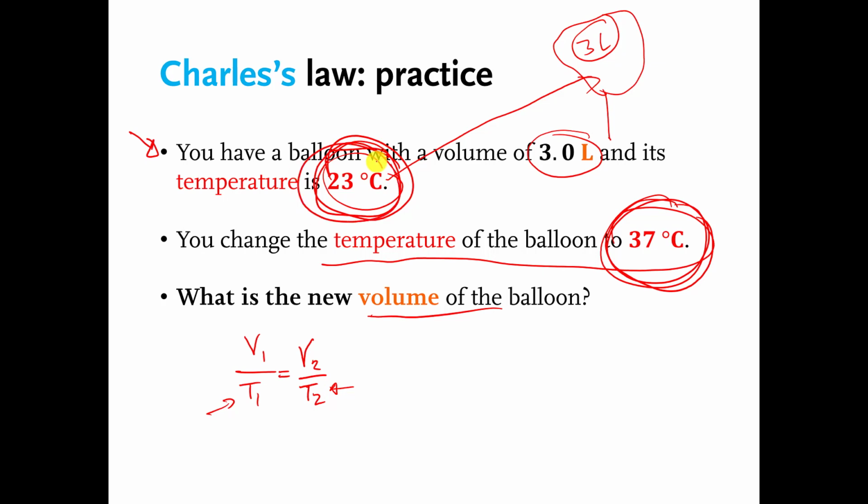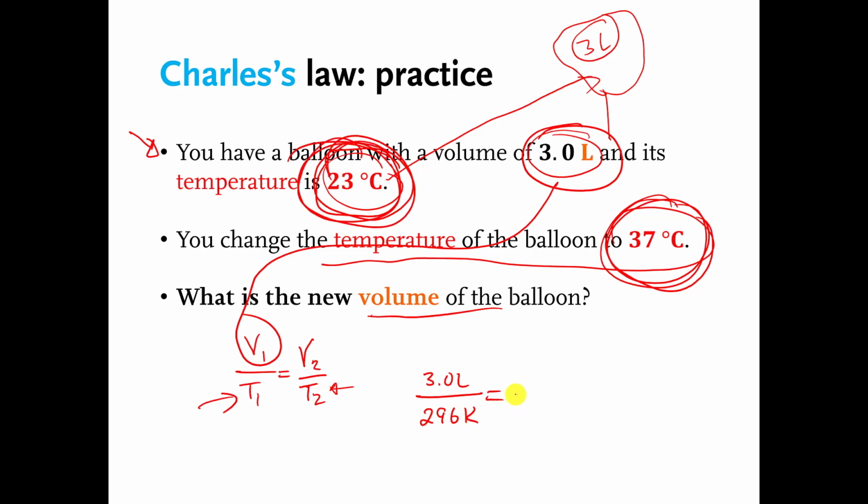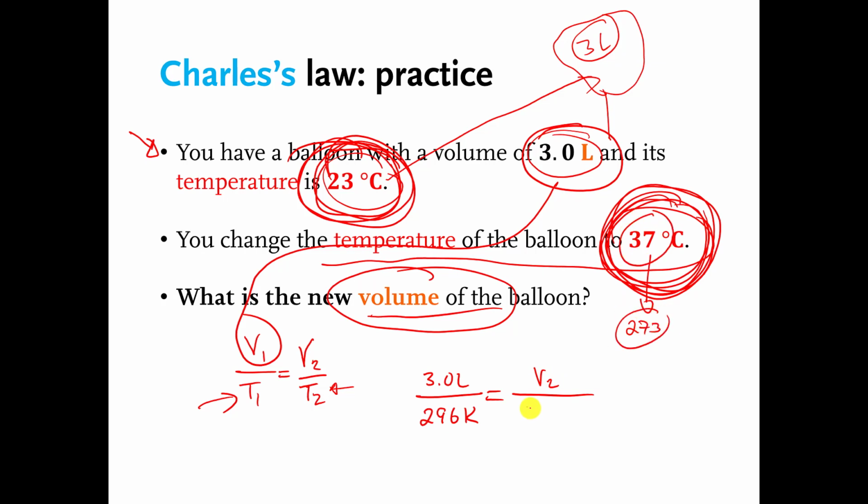So we have to convert. We should not put 23 degrees Celsius in the bottom there. We have to convert to Kelvin, and the way that you do that is you add 273, so that's going to be 296 Kelvin for our T1. So our V1 is 3 liters, right? That's going to go there. So 3.0 liters divided by 296 Kelvin, that's T1, is equal to, we don't know what the new volume of the balloon is. We want to know what it is. We have to convert this to Kelvin, so we're going to add 273 to this, and if we do that, we're going to end up with 310 Kelvin.